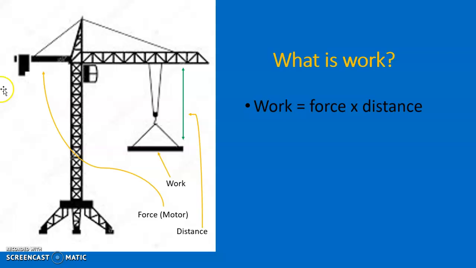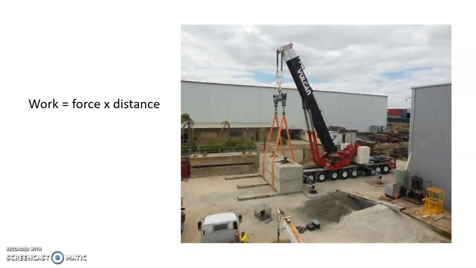The work done on this beam, the work is this beam right here. The distance that it's going, the distance in elevation, and the motor is generating the force. Okay? So, let's say that this construction crane is trying to lift this concrete block, but the block is too heavy. Is any work being done? No work is being done. No distance is being covered. So there's no work being done. No matter how great the force, if this block doesn't move, then no work is being done.